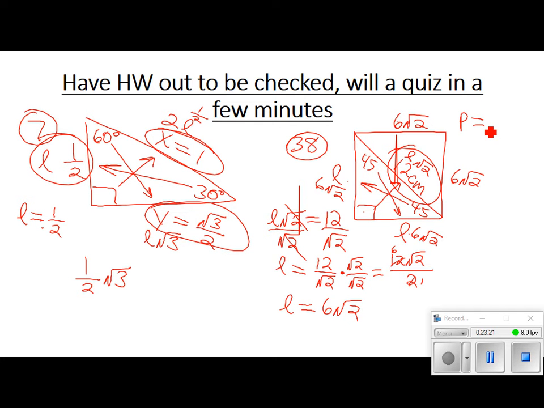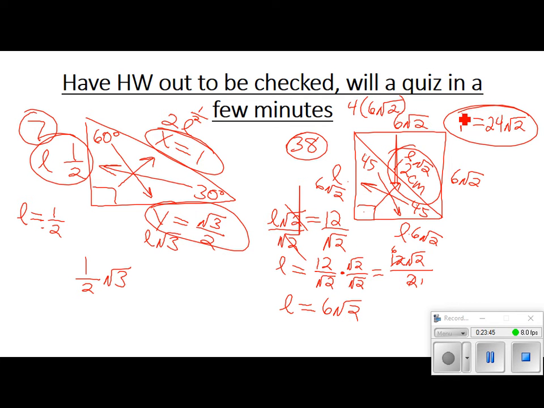So somebody help me out. What's 4 times 6 radical 2? 36. Only in Ian's world. What is it? 24. Tell me the whole answer. 24 radical 2. So that's the perimeter of it.